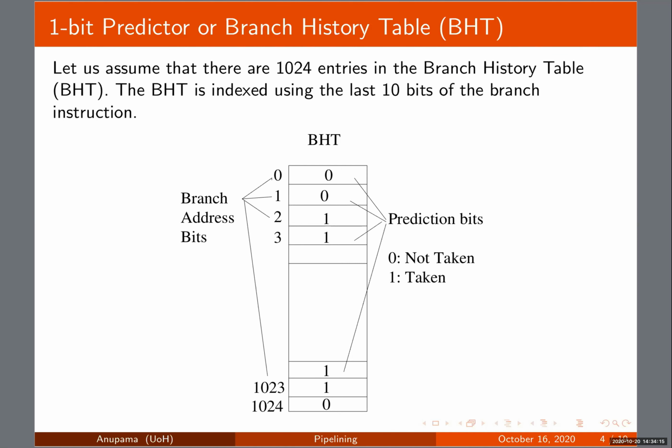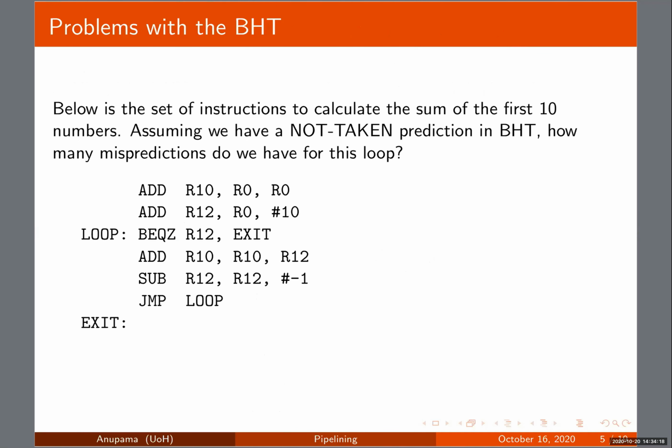Okay, let's look at the next slide and then hopefully we'll understand what we are saying. So if this is the loop, this loop basically calculates the sum of the first 10 numbers. How do you know that? Because when I say add R0, R0, R10, remember that register 0 contains only the value 0. It never contains any other value. So this will mean that register R10 is set to 0. I am now adding the immediate value 10 to R0 and storing it in R12, which means that R12 contains the value 10.